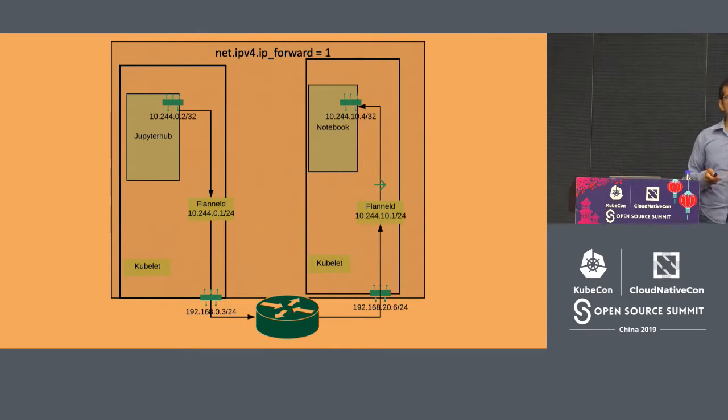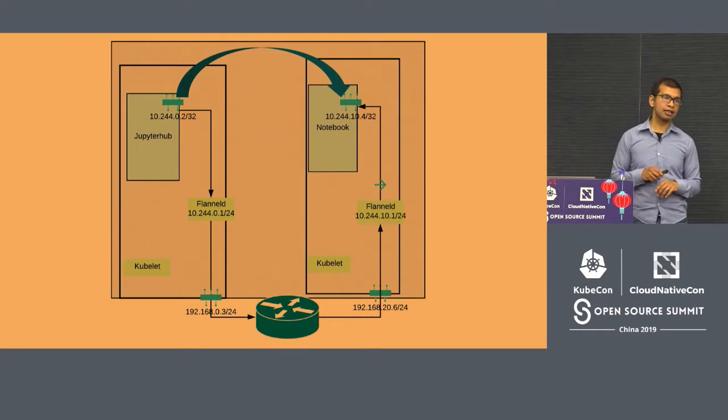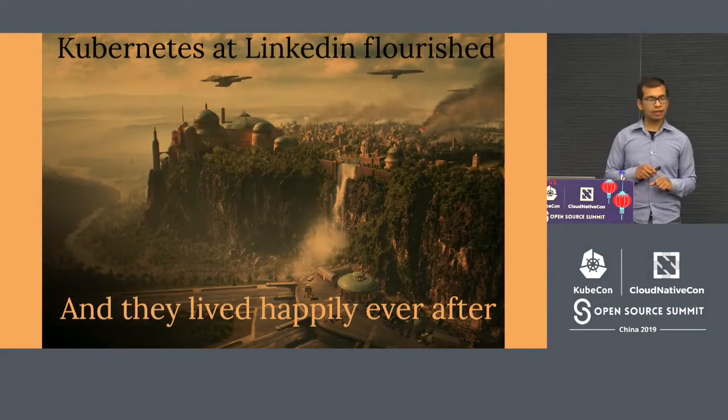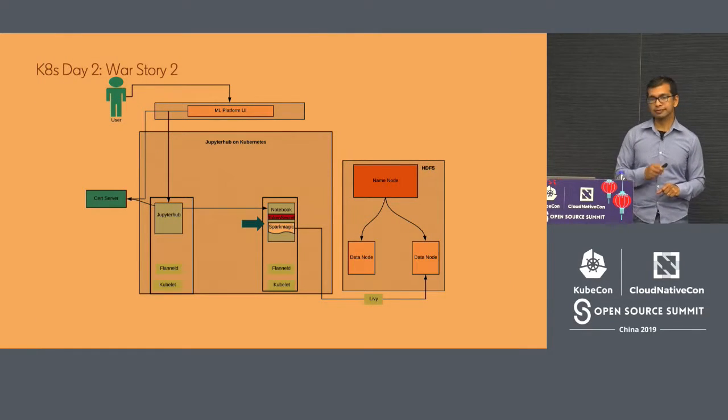So the root cause of this issue was that we have an underlying automation platform which sets up our hosts, and that automation platform had gone in and unset this IPv4 forwarding flag in a bunch of our hosts, and that caused this problem. Once we fixed that issue in that underlying automation platform, notebooks were happy and users were happy. So after this, we thought, okay, we're done with war stories. Kubernetes is going to be successful at LinkedIn. This brings us to our second war story.